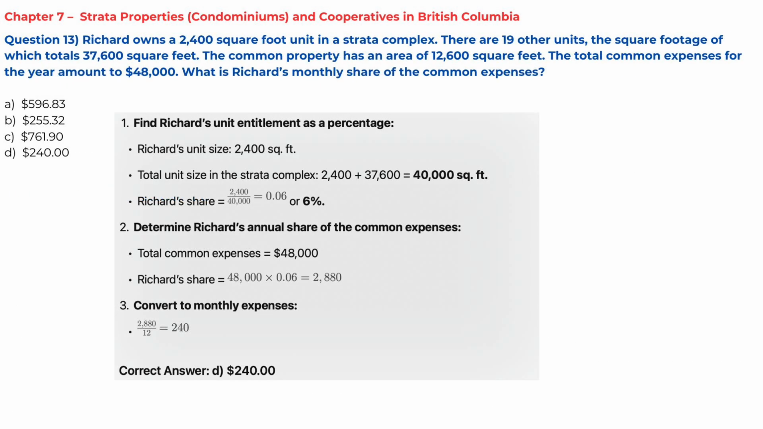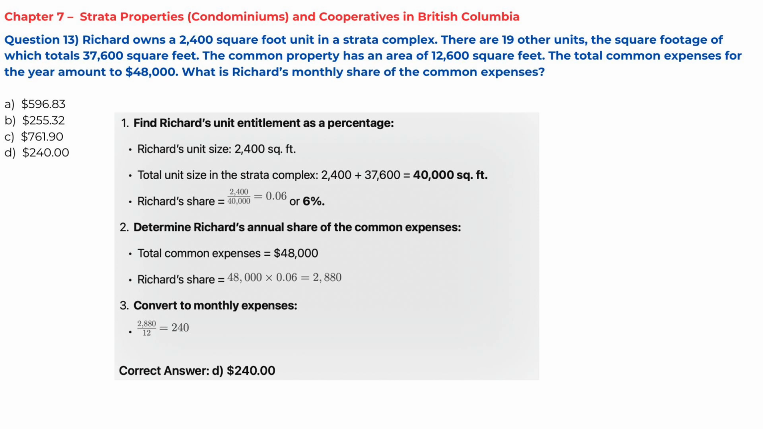Question 13. Richard owns a 2,400 square foot unit in a strata complex. There are 19 other units, the square footage of which totals 37,600 square feet. The common property has an area of 12,600 square feet. The total common expenses for the year amount to $48,000. What is Richard's monthly share of the common expenses?